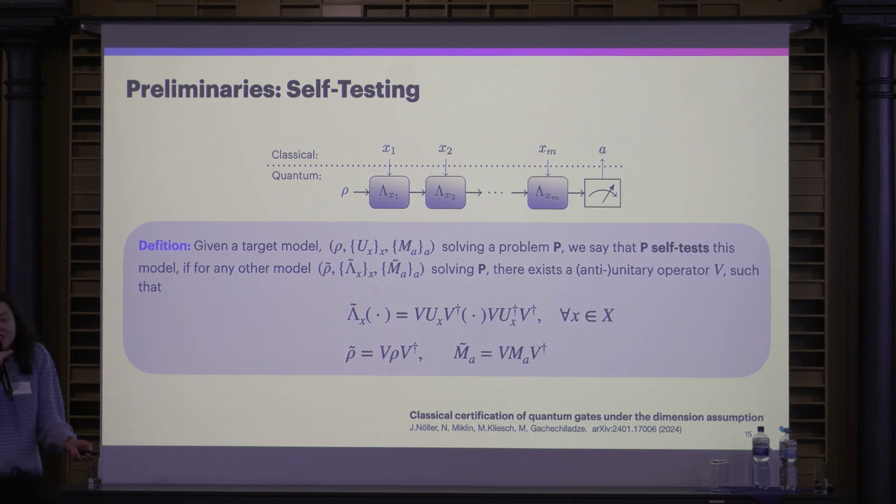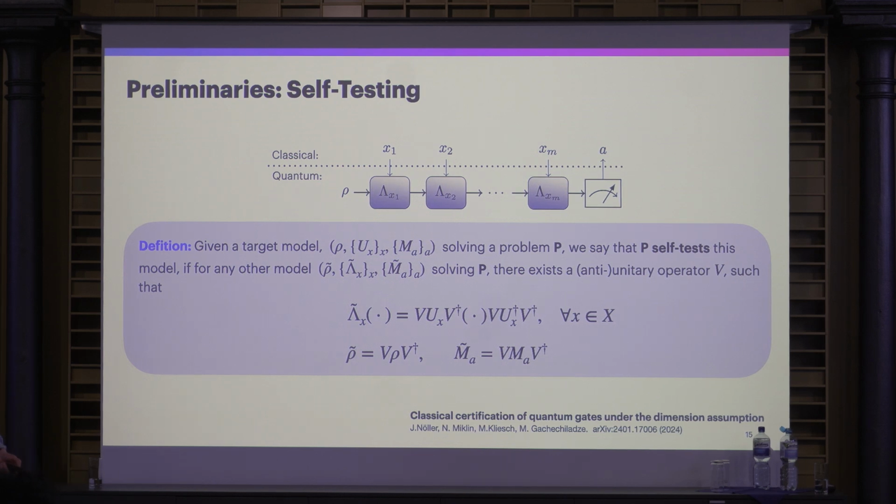Now, this is what self-testing is in the sense of foundational self-testing. And these unitaries you cannot get rid of, right? Because this is the gauge freedom that you have in the sense of unitary freedom, a global change of basis, what you call your basis, pretty much. So that's the goal.